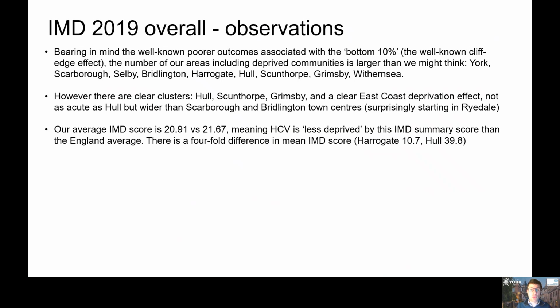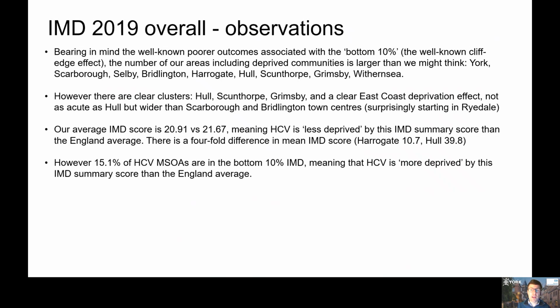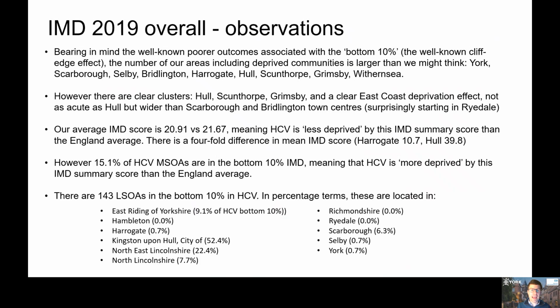Our average IMD score is slightly lower than the English average. However, the percentage of our areas that are in the bottom 10% is slightly higher. So there are different ways we measure deprivation. We get slightly different results for the whole of Humber, Coast and Vale. And there are 143 small areas in the bottom 10% in Humber, Coast and Vale. So you remember these are between 1,000 and 1,500 population. So quite a significant number of people clustered in Hull, in North East Lincolnshire and in some other areas, but they are present, as I said, in most of these areas.